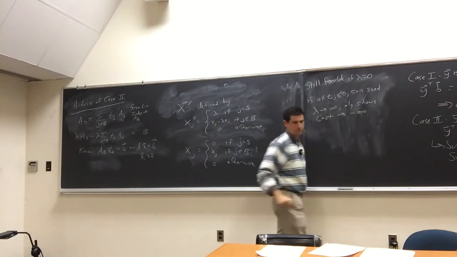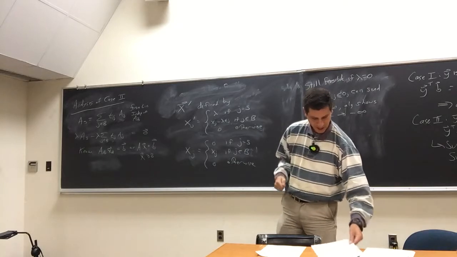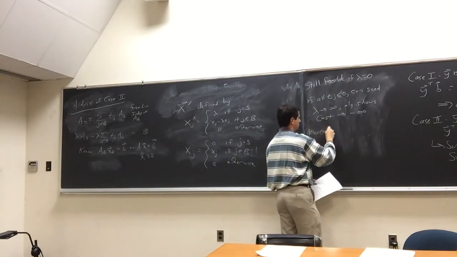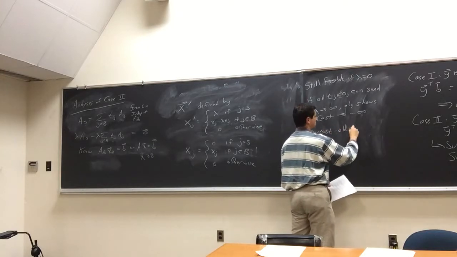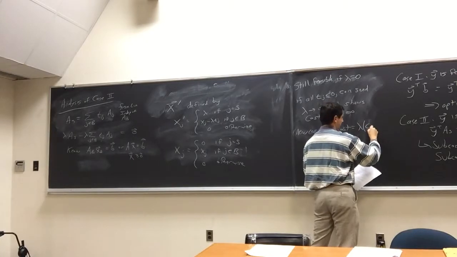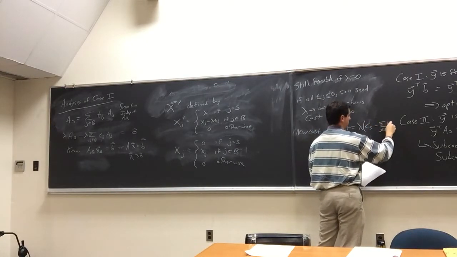I'm not going to go through and do the calculation of what the new cost is. I'll just say what the answer is. New cost minus old cost is equal to lambda cs minus the sum over j in B of tj cj.